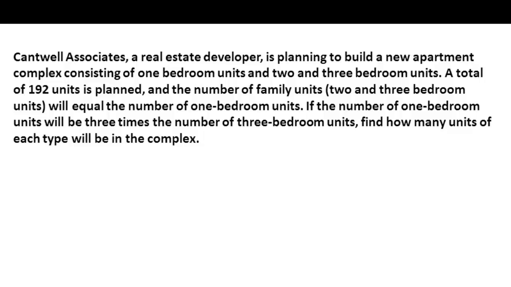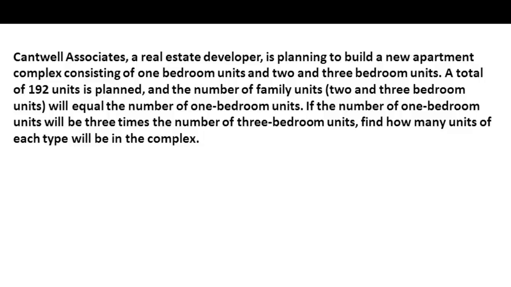Cantrell Associates, a real estate developer, is planning to build a new apartment complex consisting of one-bedroom units, 2- and 3-bedroom units. A total of 192 units is planned, and the number of family units, that is 2- and 3-bedroom units, will equal the number of one-bedroom units, and the number of one-bedroom units will be 3 times the number of 3-bedroom units. Find how many units of each type will be in the complex.